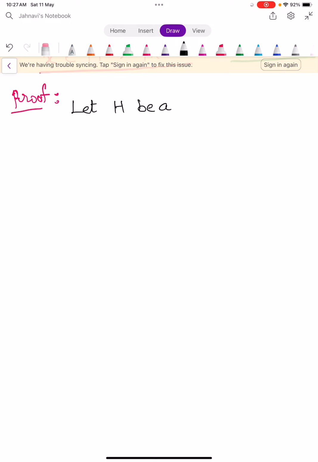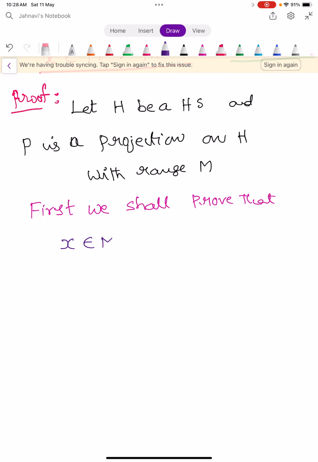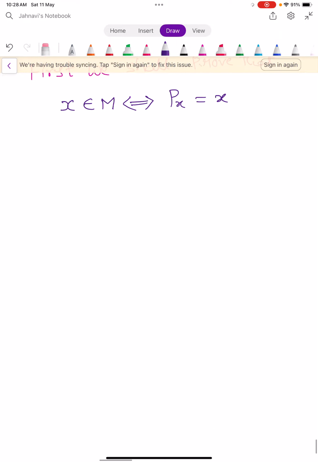Let capital H be a Hilbert space and P is a projection on capital H with range capital M. First we shall prove that X belongs to capital M implies and implied by Px is equal to X.